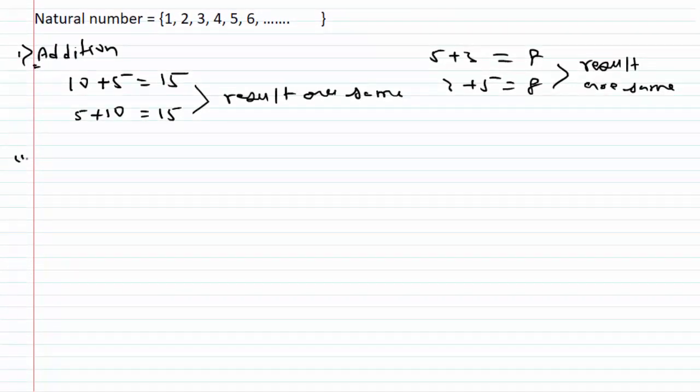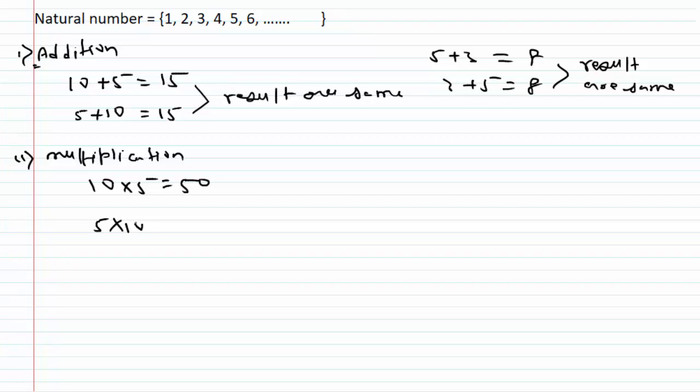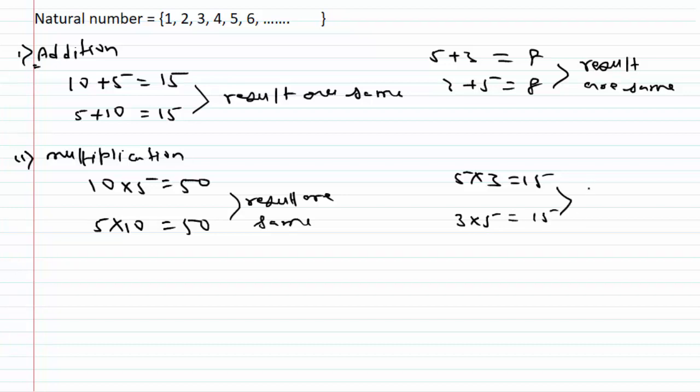Let's take the second operation, that is multiplication. Here 10 into 5 equal to 50, and if we swap the numbers' location, we will see 5 into 10 equal to 50. The results are the same. Another example is 5 into 3 equal to 15, and swapping the location, 3 into 5 equal to 15. The results are the same.